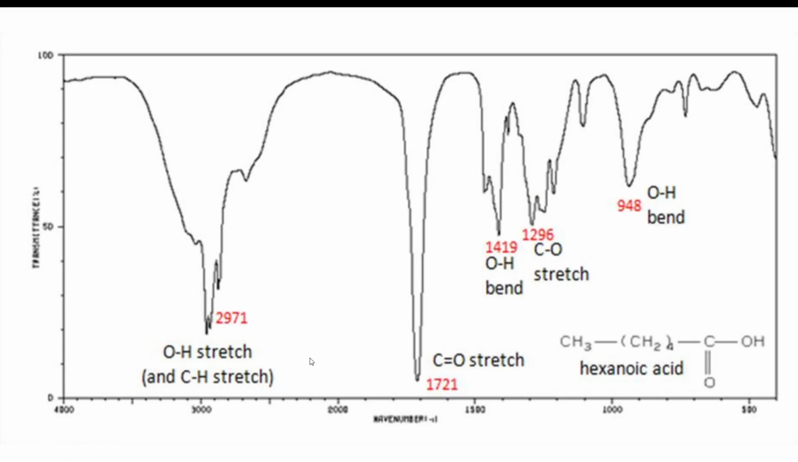All right, this is another example. First of all, we see that we have a big, wide, broad thing, and it's between 3,500 and 3,000. So that means that we're going to have an OH stretch right there. We also see it dips down a little bit more into 3,000. That's showing, hey, we have that CH stretch going on, which is expected because we have a lot of carbons and hydrogens. Then we also have a C double bond O stretch right at 1700, okay?